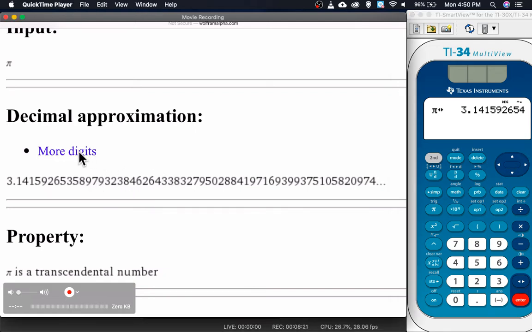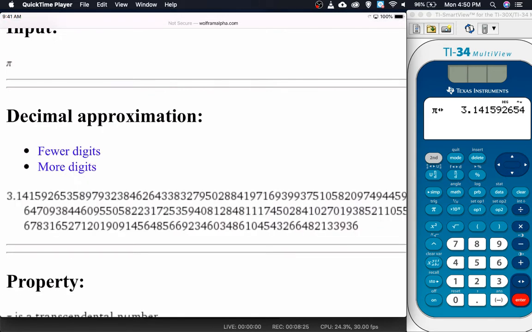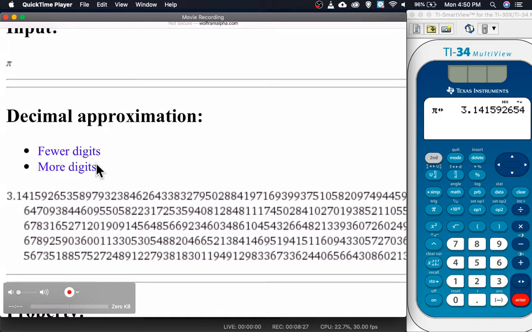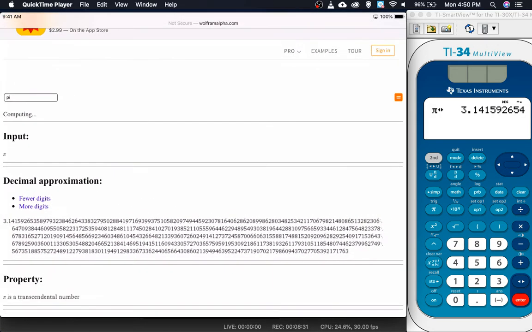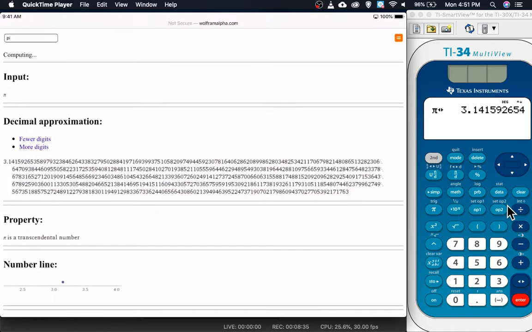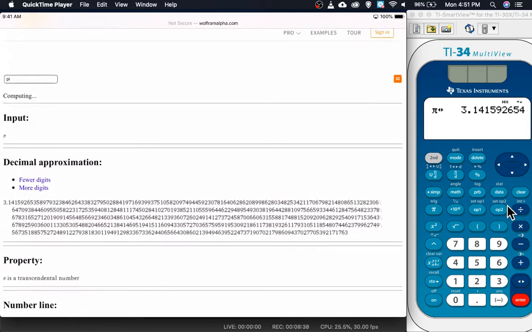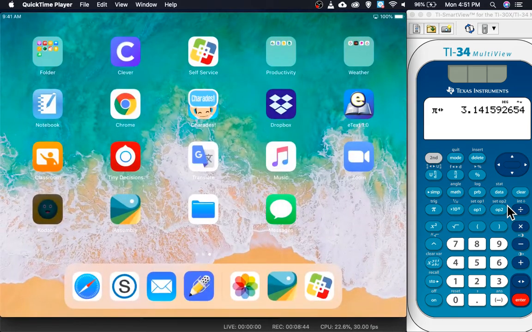And I can add, well, I can't click with my mouse, I have to use the iPad. More digits, and more digits, and more digits. There's no repeating pattern in any of these numbers. This goes on forever. So pi is irrational. It cannot be turned into a fraction. There is no repeating pattern. It's irrational.